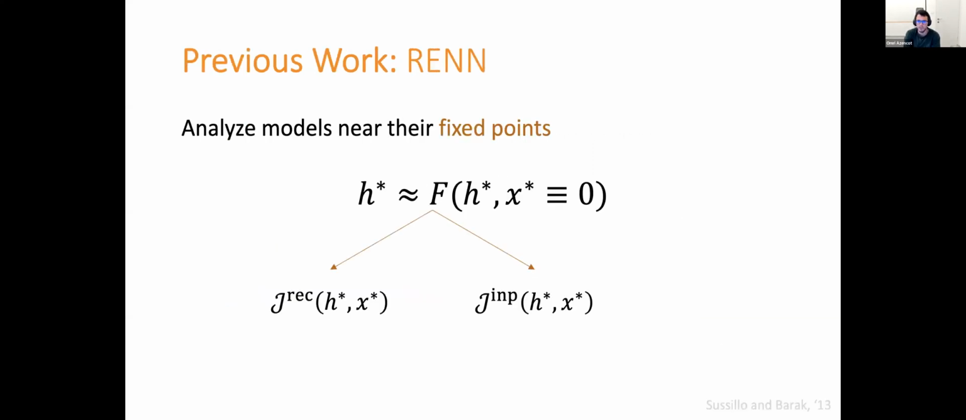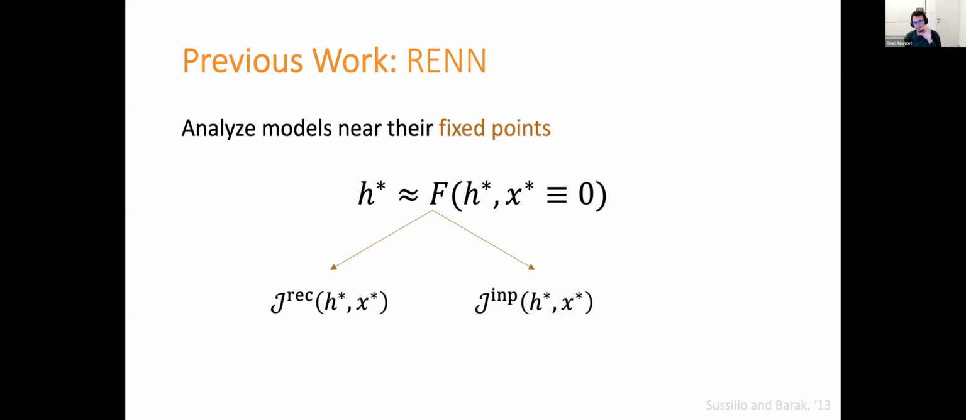Let me briefly describe what people did in the past in the context of understanding neural networks. There is a nice work from 2013 which only recently found more concrete applications, and it is based on the analysis of fixed points. Basically, they say I have this neural network F, and I would like to study the dynamics only in the regime of points which are fixed under this network. So H star and X star are considered to be fixed points, and I'm trying to find a set of points that are fixed under the dynamics.